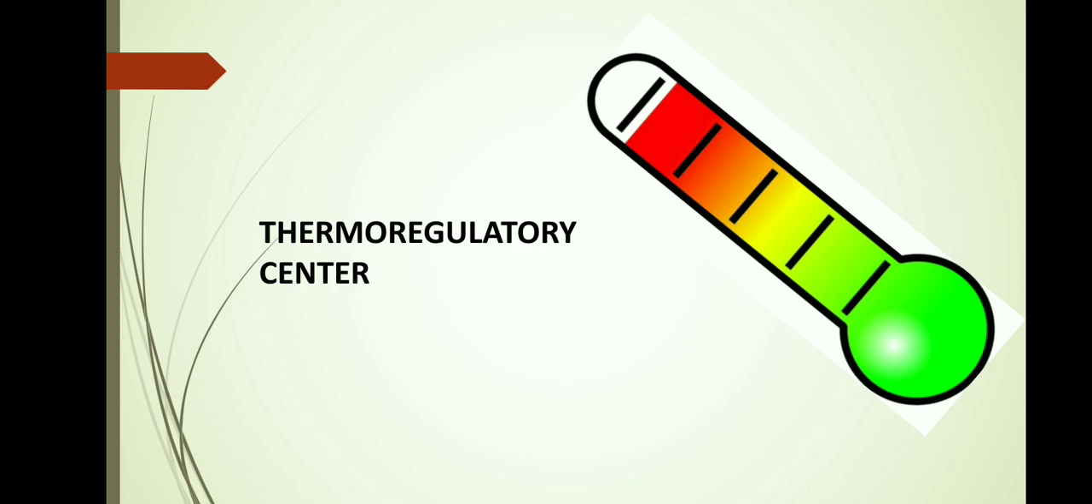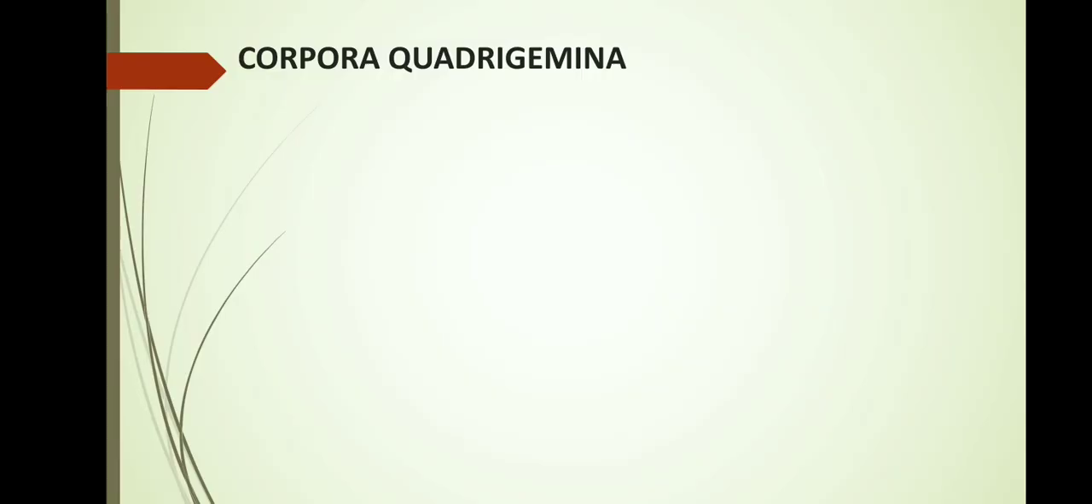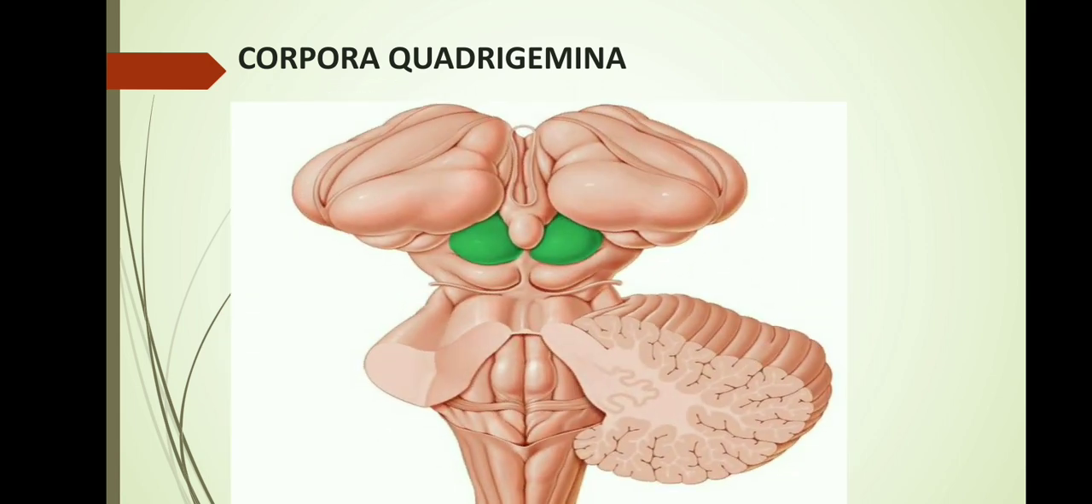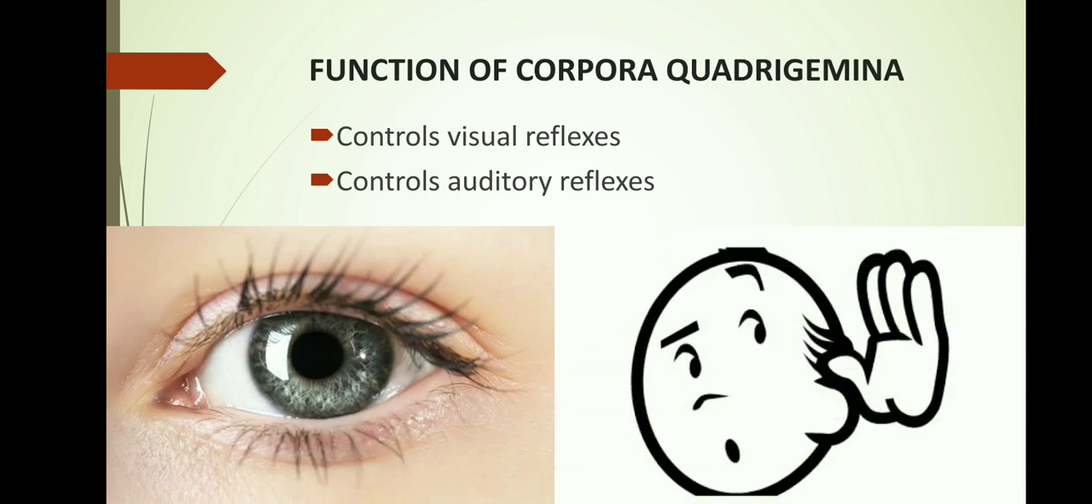I hope you understood about the forebrain. Now let's go on to discuss the next part of the brain, which is the midbrain. The midbrain is located in between the thalamus and the hindbrain, and the work of the midbrain is to connect the forebrain to the hindbrain. The midbrain consists of four small rounded bodies which are known as corpora quadrigemina. This corpora quadrigemina plays a very important role in controlling your visual reflexes and the auditory reflexes. It simply means it is the ability to see and the ability to hear.